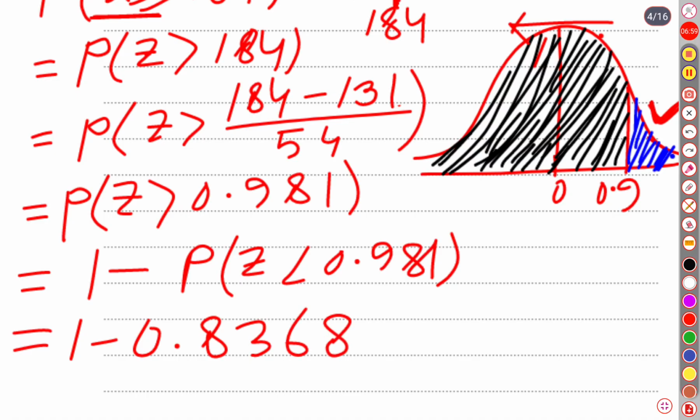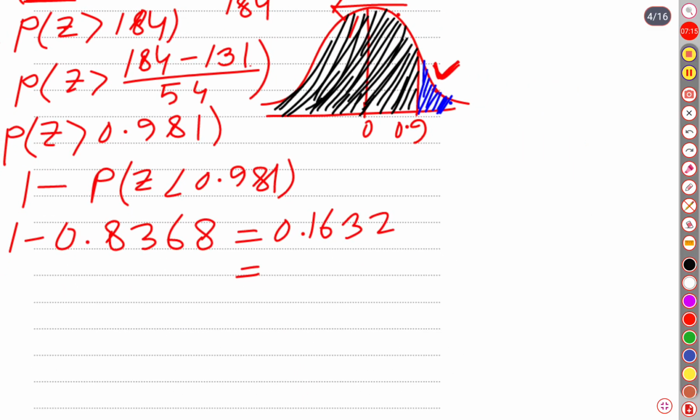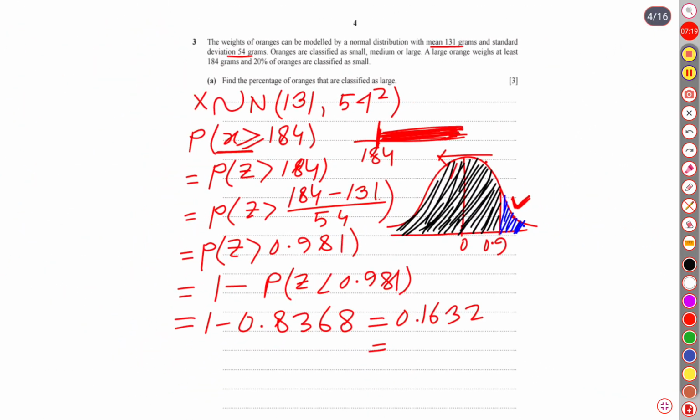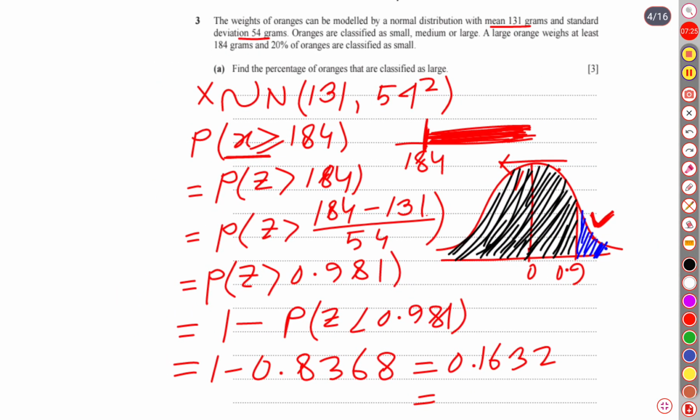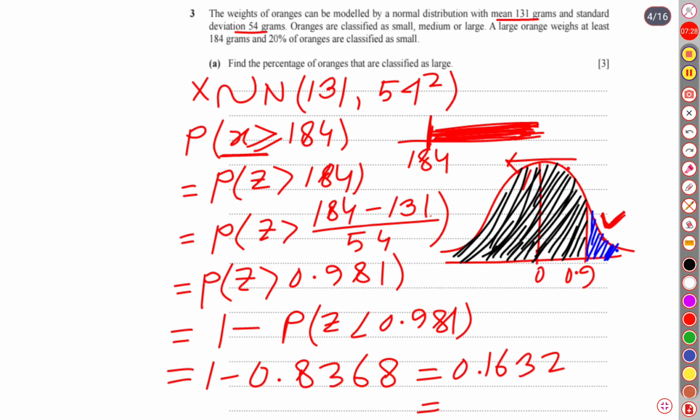Then if we just find the result after subtracting this from 1, it is going to be 0.1632. Then they have told us to find the percentage. Look at the question, they have told to write the percentage of the probability. Find the percentage of oranges that are classified as large. So if we convert this quantity into percentage, it is going to be nothing but 16.3%, if we round it to three significant figures.